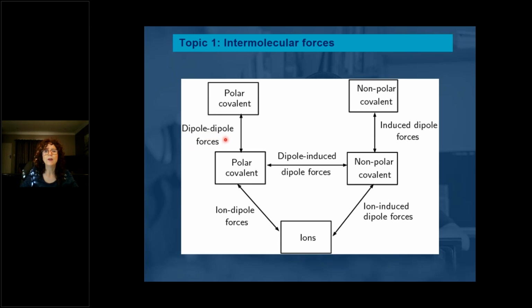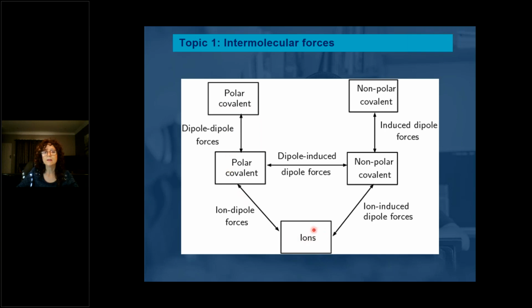So between a polar covalent molecule and a polar covalent molecule, we have dipole-dipole forces, because the polar covalent molecule is a dipole and the other polar covalent molecule is also a dipole. Therefore, we can have dipole-dipole forces, for example, in water.